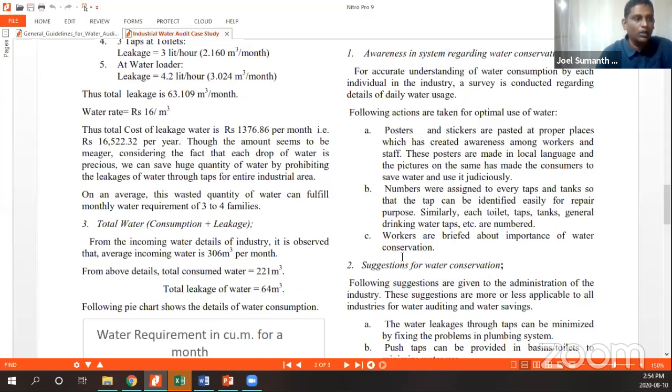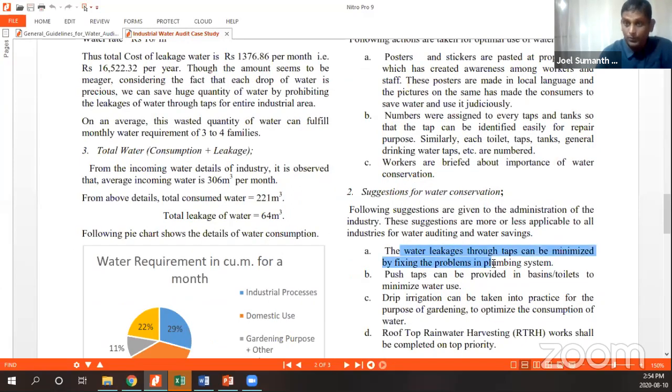What can they do? What are the water leakages? Which systems need to be repaired? Which systems need to be upgraded? Which systems are not being maintained well? Or where can you replace old systems? That is suggestions on water conservation.